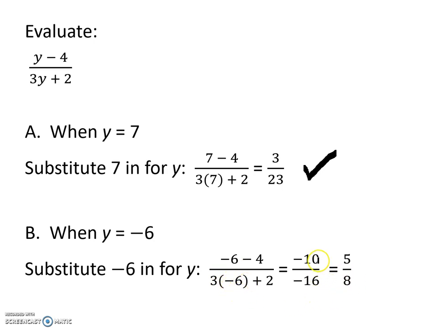and we find that that's -10 over -16, which if we divide both the numerator and the denominator by -2, we get 5/8.